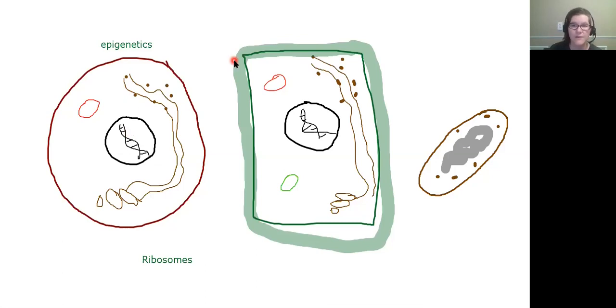Obviously, cells need all of these things to live and survive. But I will note, of the things that exist only in prokaryotic cells with no nucleus and no extended stuff, they always have ribosomes. All right, I think that was interesting.